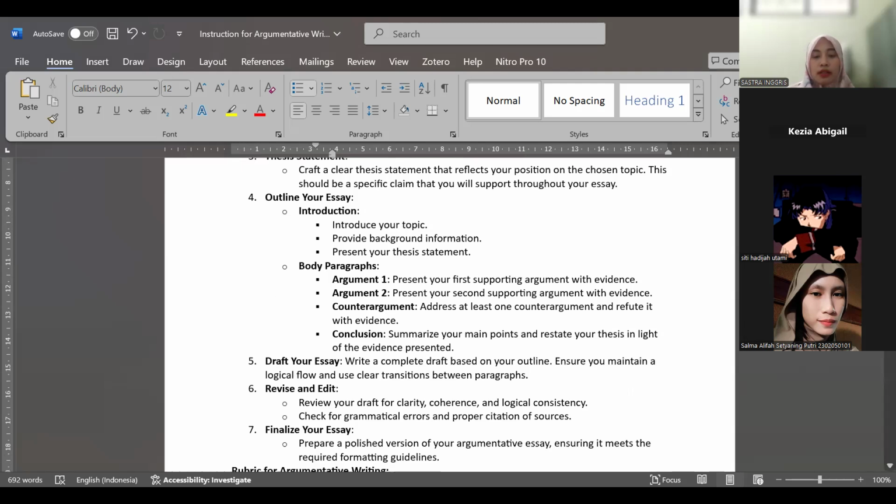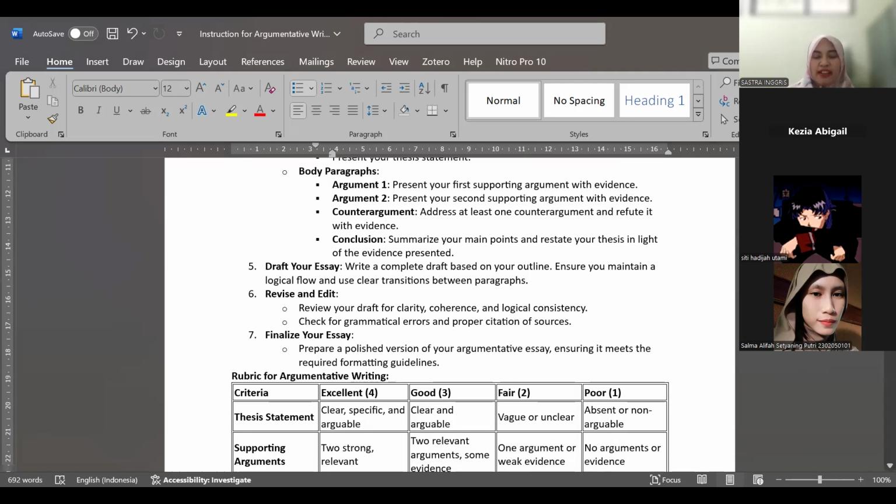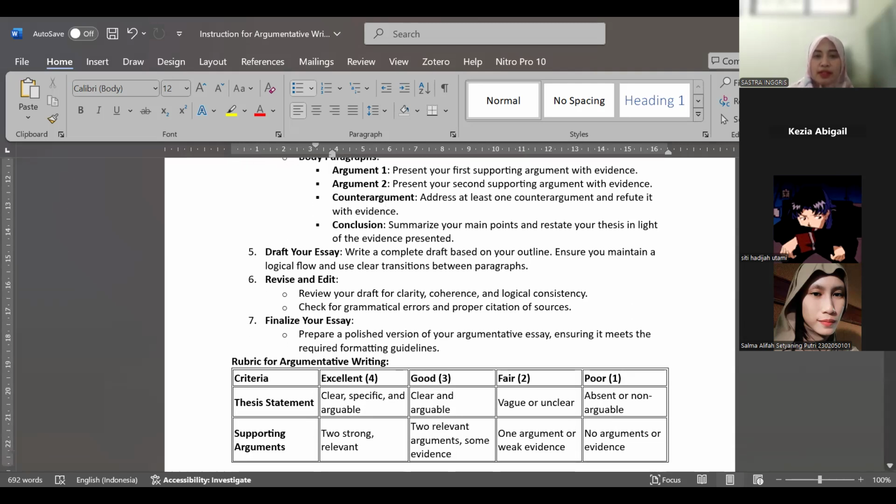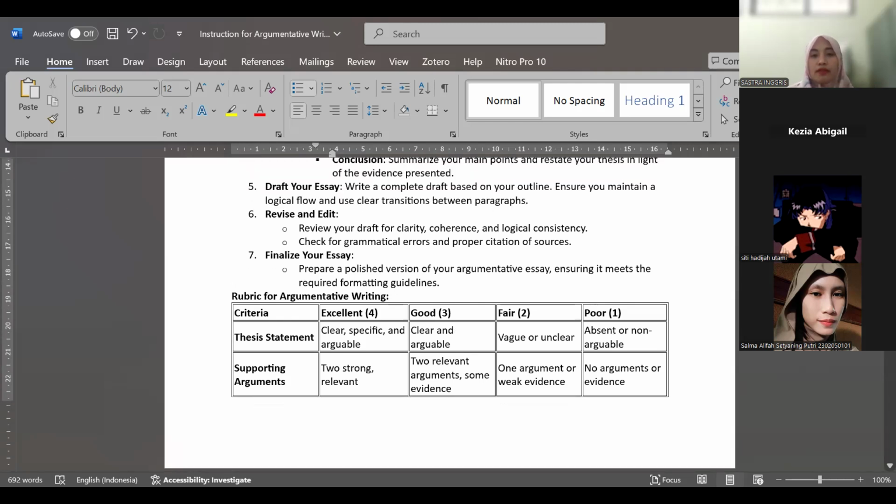Then draft your essay. I think you guys are finished with this. We'll maybe revise and edit here. So to revise and edit, review your draft for clarity, coherence, and logical consistency. We have already conducted a review, but we're really sorry because there are about 70 students here, so we cannot finish very fast.